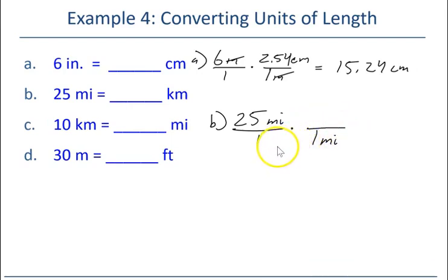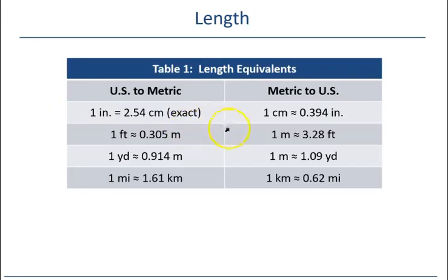Well, 1 mile is 1.61 kilometers. Notice my miles are going to cancel out. I can do the math to that, and whenever I do, I'm going to get 40.25 kilometers. And notice all I'm doing is, let me scroll up here, coming back up here and using different conversions.